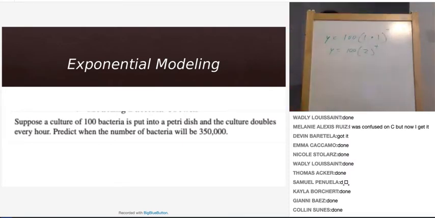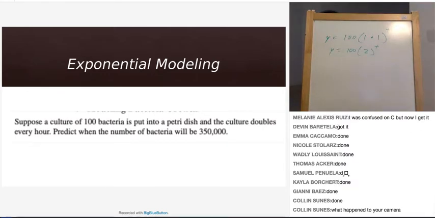And now we want to know, when is it going to be 350,000? Well, that's the exact same question as part C of last question. So that's all we're talking about.